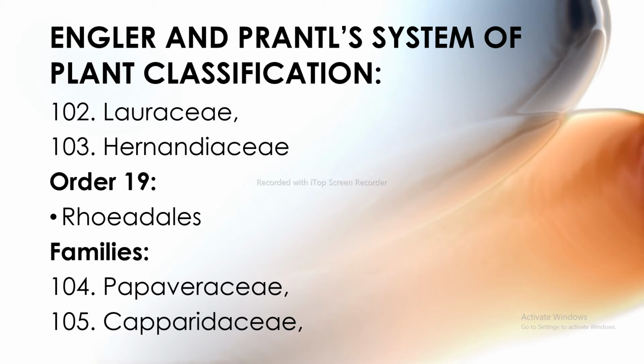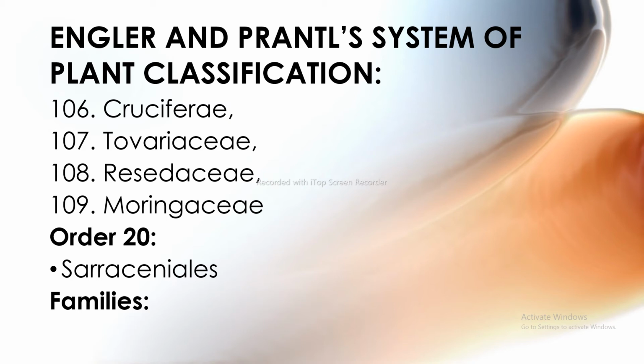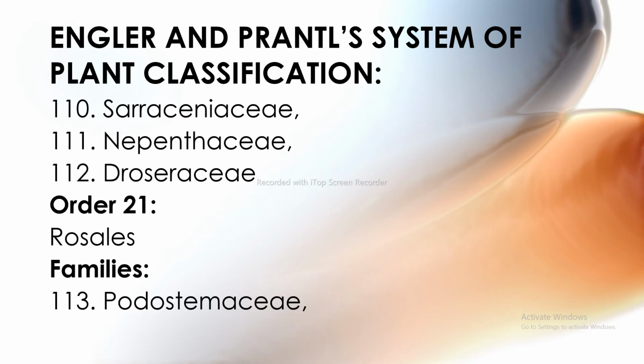Includes the family Papaveraceae, Capparidaceae, Cruciferae, Tovariaceae, Resedaceae, Moringaceae. Order 20 is Sarraceniales, and includes the families Sarraceniaceae, Nepenthaceae, Droseraceae. Order 21 is Rosales and includes the family Podostemaceae.